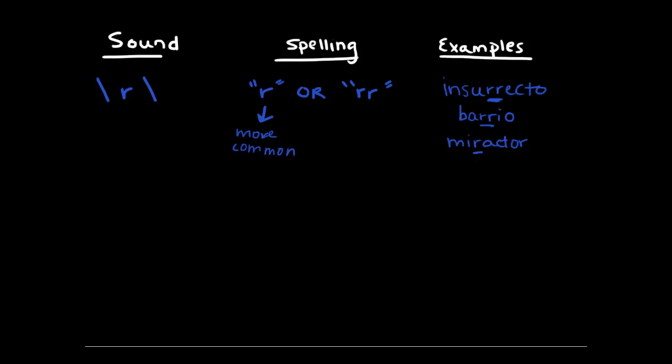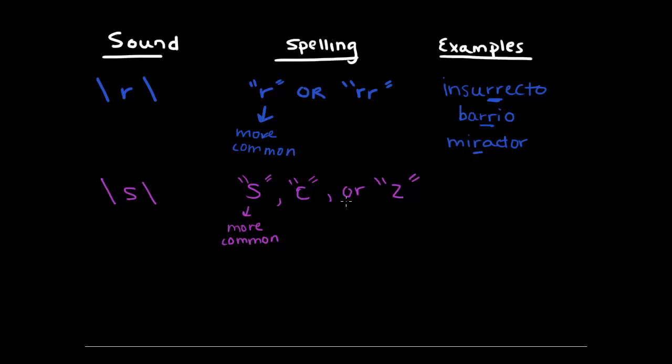The next sound is the S sound. Now this one can be spelled with an S, C, or a Z. Okay, so let's talk about when we're going to use each one. The S is more common of all three of these. It's the most common one.